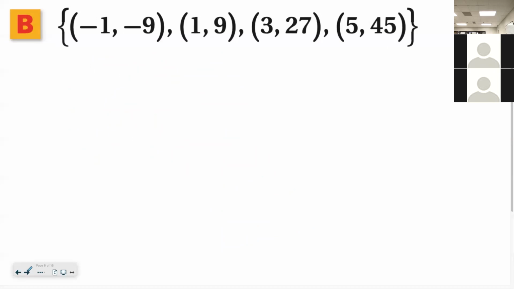Why don't you guys just try this one on your own? I want to say this answer is no, if I remember correctly, but try to find out.